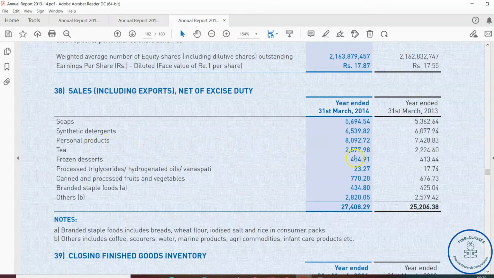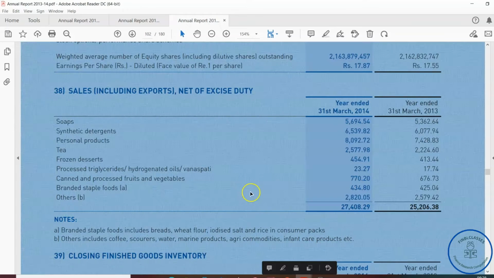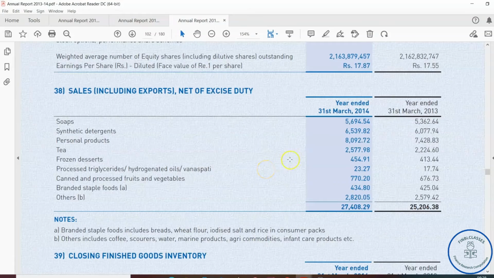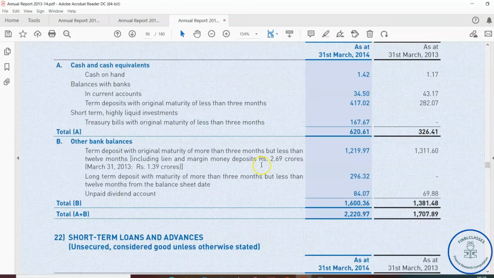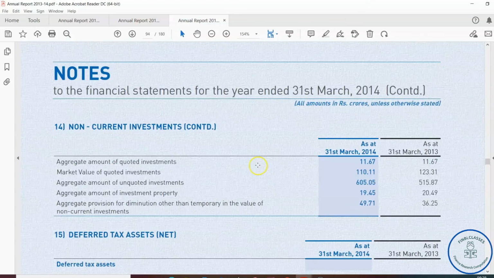Then you have tea 2577.98. Frozen desserts 454.91. Then they have the processed triglycerides, hydrogenated oils, vanaspati 23.27 crores. Canned and processed foods and vegetables 770.20. Then others, what is this others? Others include coffee, scorers, water, marine products, agri commodities, infant care products. When you see the breakdown of the information, that will really help you have a better interpretation about the company.